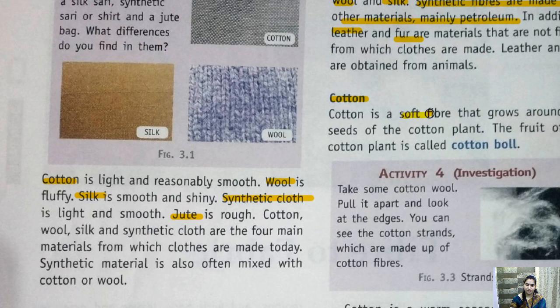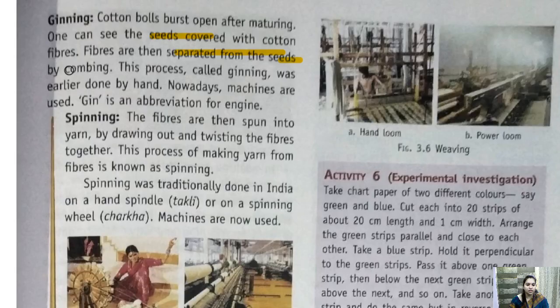Okay. The process we have talked about is, first is ginning. Ginning में क्या होता है? We remove the seed from the cotton plant. Yes, we remove the seed from cotton plant. So this is called ginning. Yes, let's see what is written. So cotton ball bursts open after maturing. One can see the seed covered with the cotton. Now that fiber, the seed is being separated. Separation of seed is called ginning. Okay, so this process is called ginning.